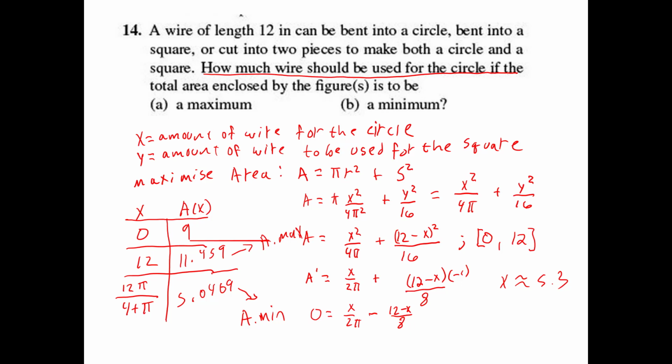So how much wire should be used for the circle if the total area enclosed by the figures is to be a maximum? 12 inches should be used. And how much for it to be a minimum? The 12 pi over 4 plus pi.